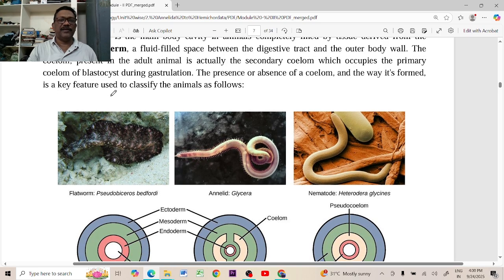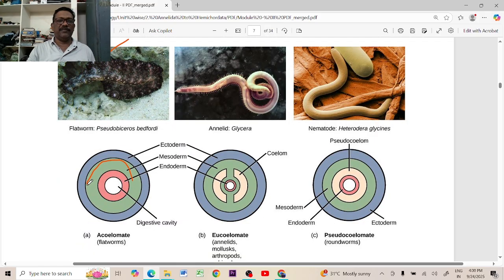Here you can see a flatworm. There is no coelom in the body. This is due to the accumulation of mesoderm in between the ectoderm and endoderm. There is no space in between the ectoderm and endoderm, no cavity. The coelom is absent in these organisms, and no organs in the body are arranged in a cavity.